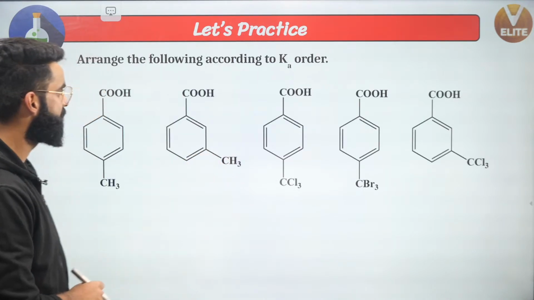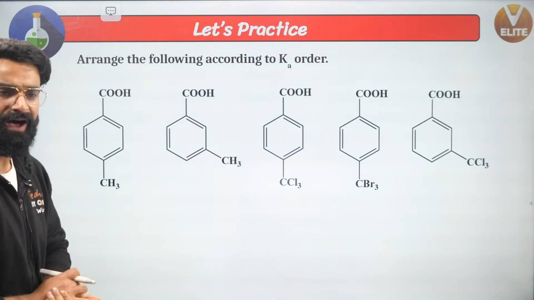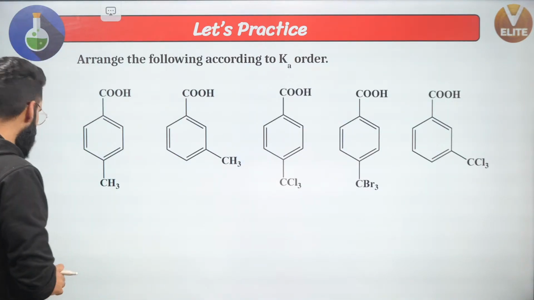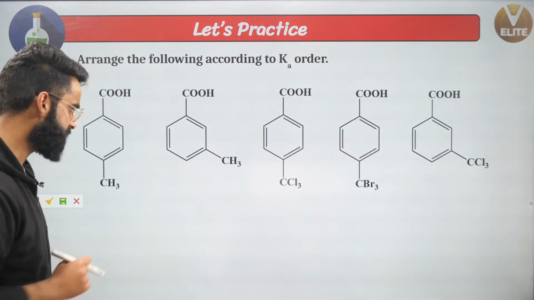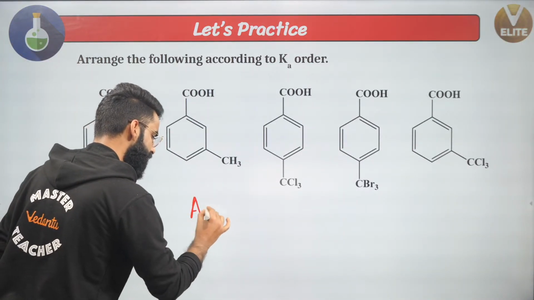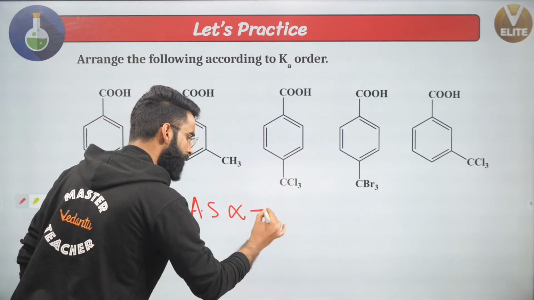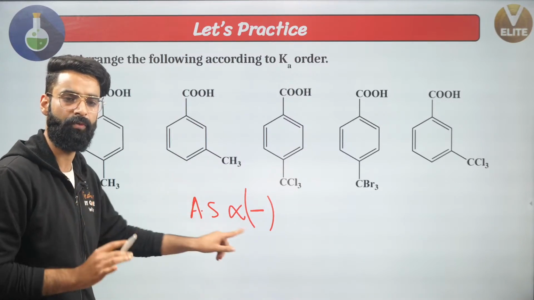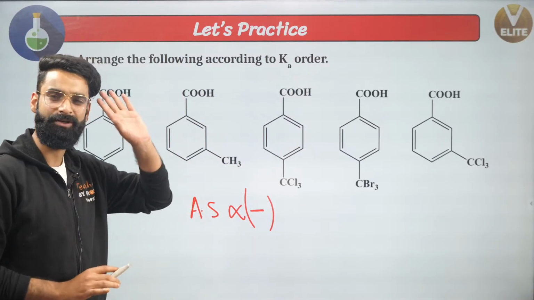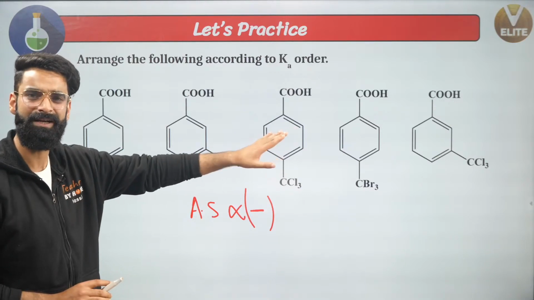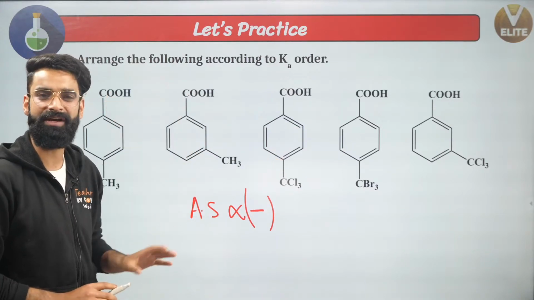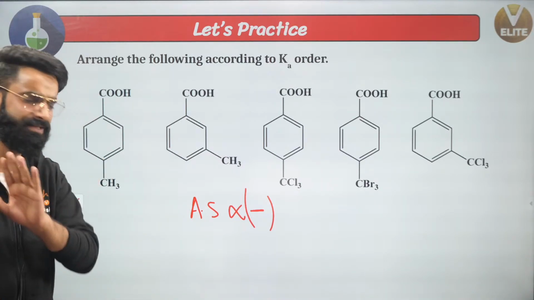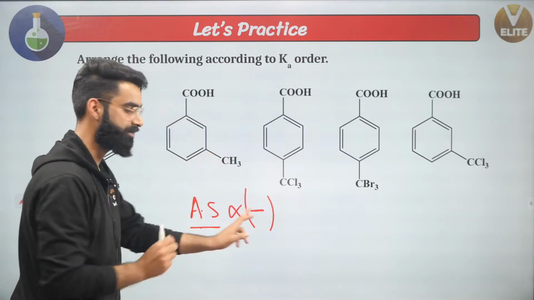See guys, the first question on your screen: arrange the following according to the Ka order, right? That means I'm going to arrange the following in acidic strength. Remember first, acidic strength is directly proportional to minus effect. More the minus effect, more the acidic strength. Simple. Or you can make the conjugate bases of these acids as well, then check the stability of the negative charge, which I used to do in the earlier classes. But right here, I don't want you guys to do any of those things. Just remember, acidic strength is directly proportional to minus effect.